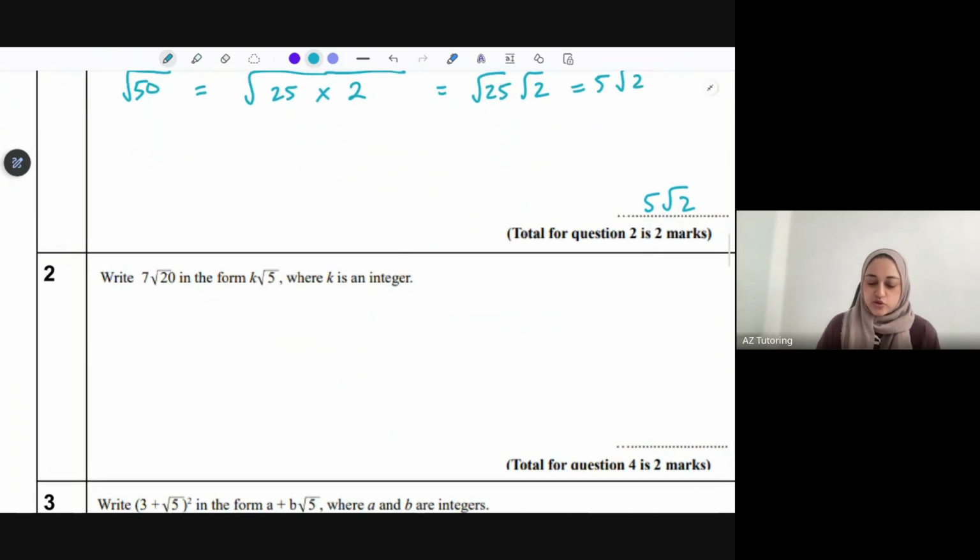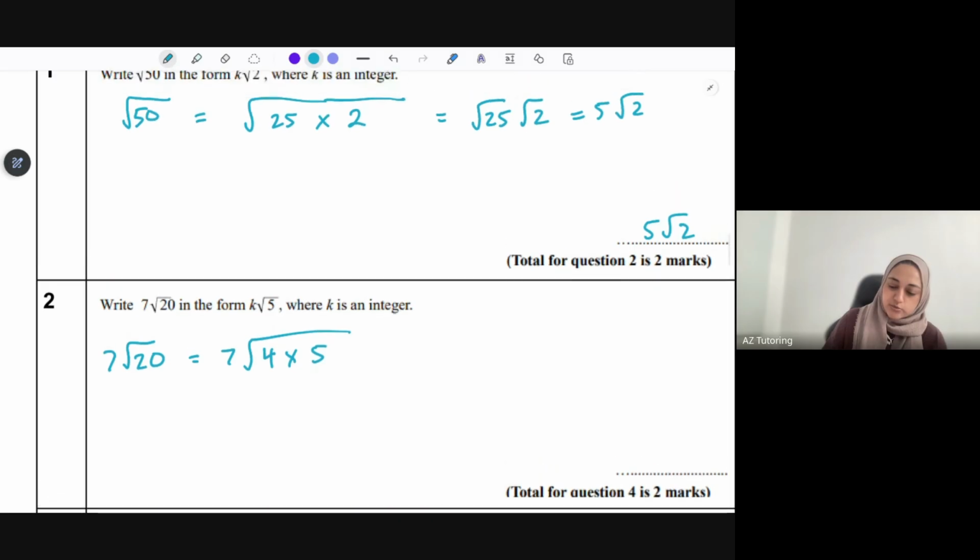Okay, another one here. It's a bit tricky because there's a number here. But it's the same thing, just ignore that 7's there until the end. So write 7 root 20 in the form k root 5. Well, ignoring that 7 for a second, the root 20, I need to split that up to something times by 5 because there's a 5 here in the answer. Now, what do I times by 5 to get 20? That's just 4. And I can split that surd up just like I did above.